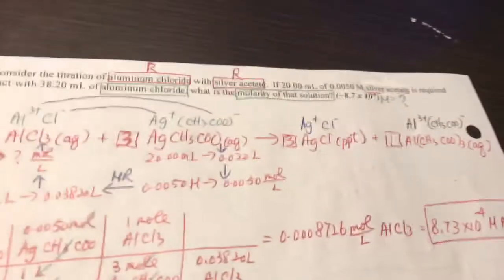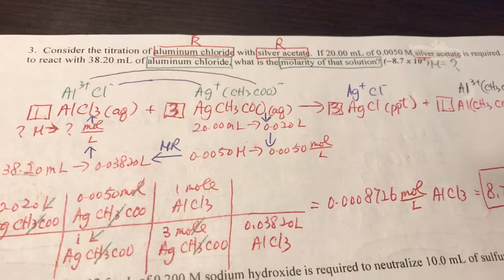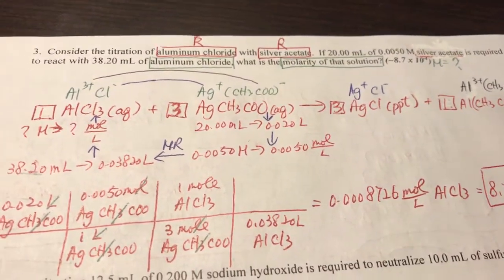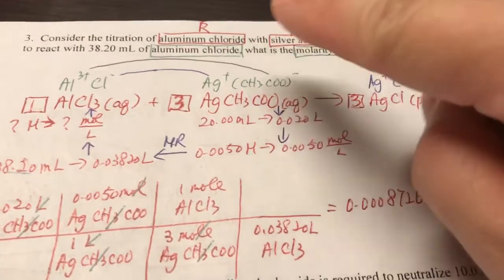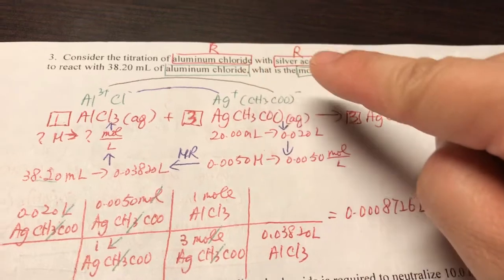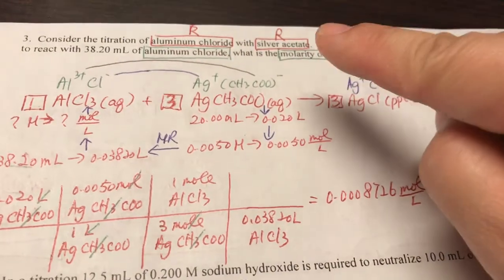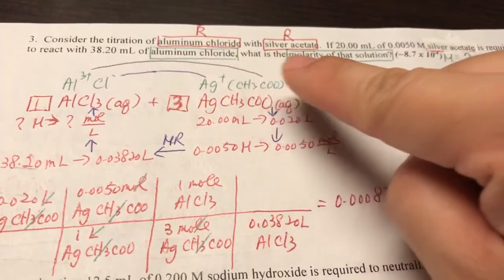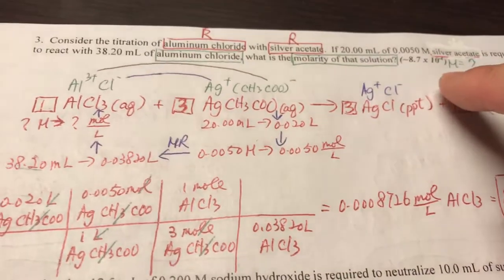And let me go to number 3 here. This number 3 is actually another kind of double displacement, but not like acid and base. It's just a regular double displacement. So we actually have two reactants, aluminum chloride and silver acetate. And the molarity of aluminum chloride is what I'm looking for.